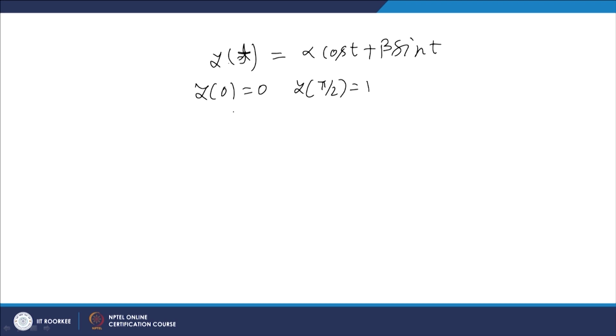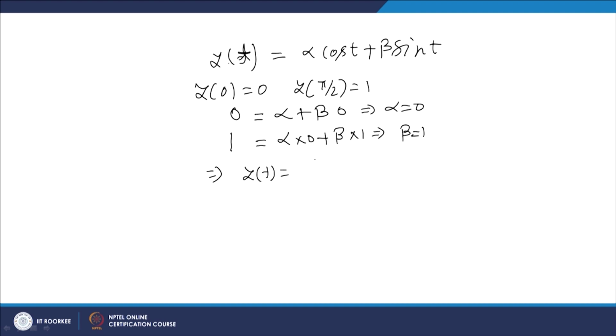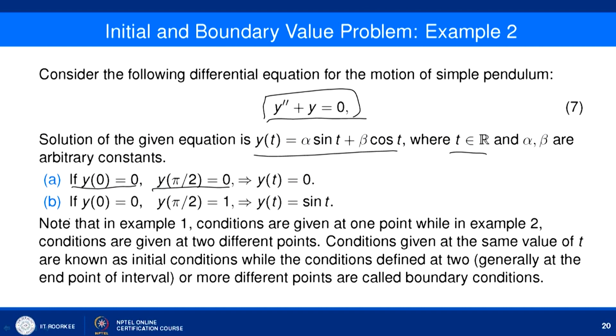So when you put y(0) equal to 0, it will give you 0 equal to alpha cos 0, which is 1, plus beta sin 0, which is 0. So you will get alpha equal to 0. Now consider the second equation: y(pi by 2) is equal to 1, and cos of pi by 2 is 0. So it is alpha times 0 plus beta sin of pi by 2 equal to 1. This implies that beta comes out to be 1. So the solution is y(t) equal to sin t, since alpha is 0 and beta is 1, when y(0) equal to 0 and y(pi by 2) is equal to 1.